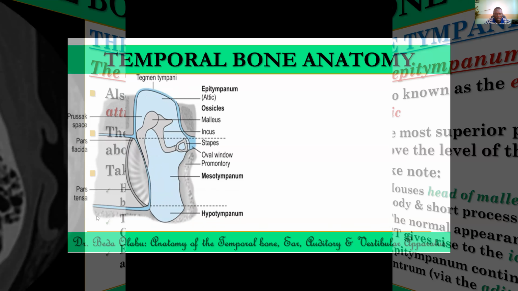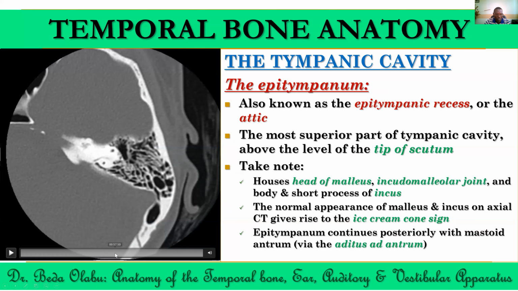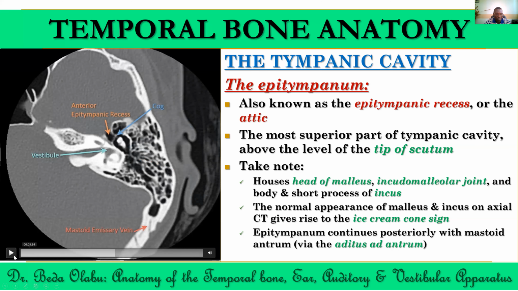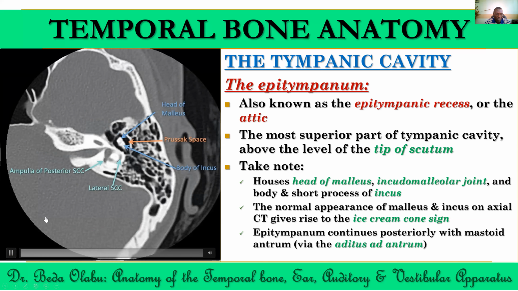Sorry, I'll take you back to that video to show you that Prussak's space. You need to understand what it is shortly. All right, there. So you can see the Prussak space. The Prussak space is this space between the superior margin of the attachment of the eardrum, this bright thing, which in coronal section will appear as the scutum.